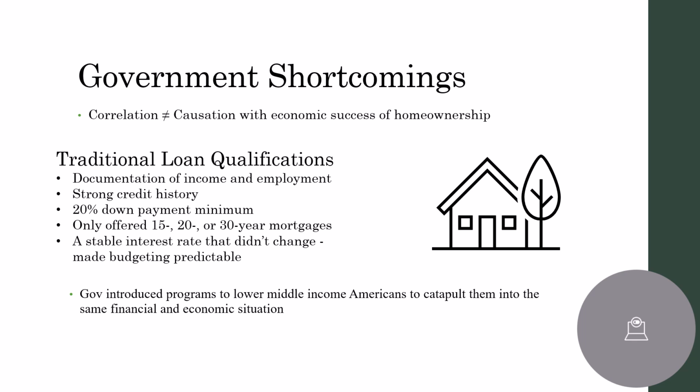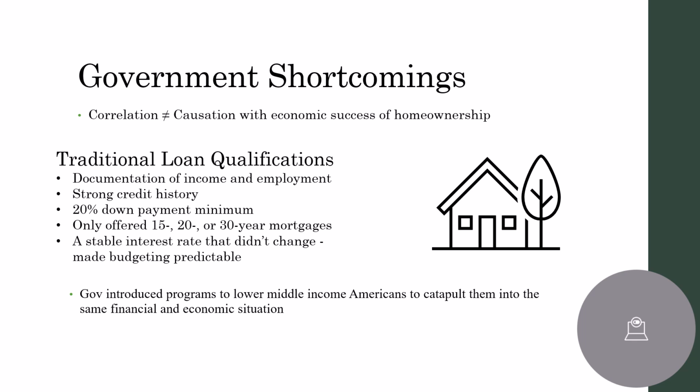Traditionally, qualifying for a home loan required meeting pretty strict standards. You would need proof of income and employment, a strong credit history, at least a 20% down payment on the house, and borrowers were typically limited to fixed rate loans over 15, 20, or 30 years. These mortgages had interest rates that stayed the same over time, which made it a lot easier to plan monthly budgets. The idea was that homeownership came after financial stability, not before it, like I said earlier.